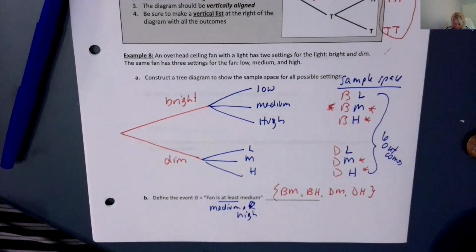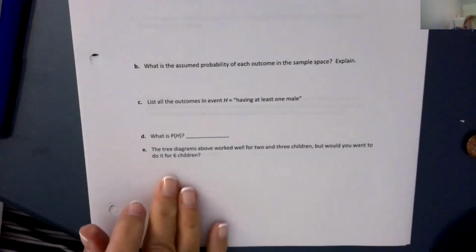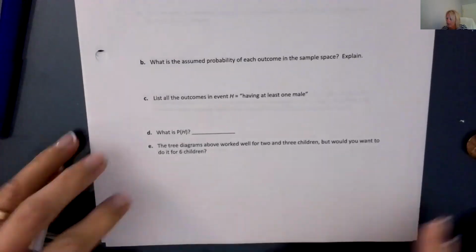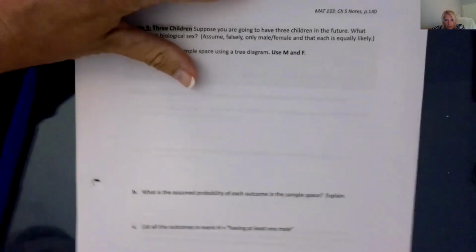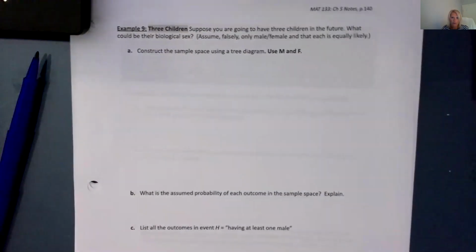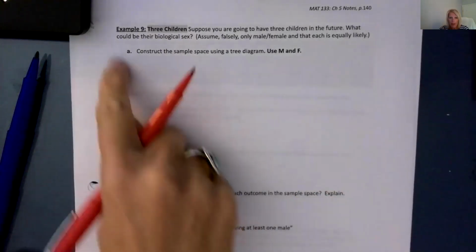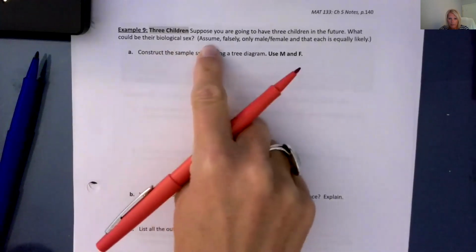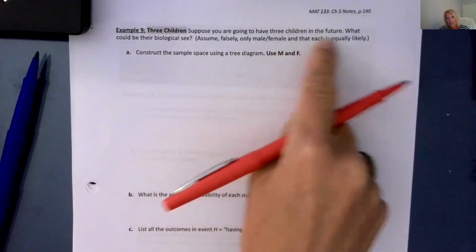Okay, let's go ahead and flip the page. We're going to look at a little bit bigger situation. Let's say we were going to have 3 children and we wanted to not predict, but see what the possibilities of combinations are. What could their biological sexes be? Assume, falsely, only male and female, and that each is equally likely.